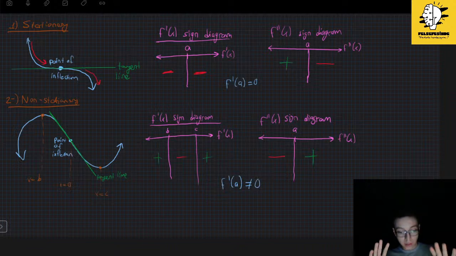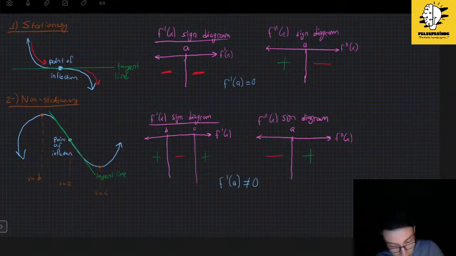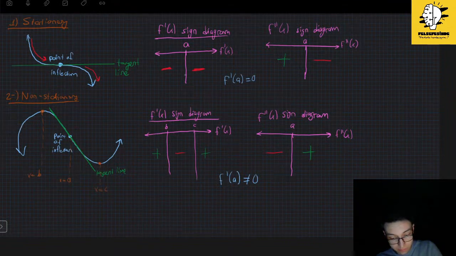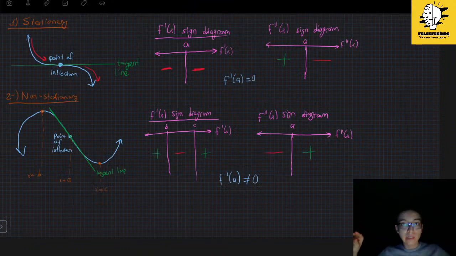Again, did you realize it? In my sign diagram, a is a point of inflection, right? And is it 0 at point A? Yes, because it is stationary, because here the tangent line is horizontal, meaning no gradient at all. However, if it is non-stationary, of course the tangent line has to have a gradient. Since it is not horizontal, the derivative function by substituting a should not be equal to 0.